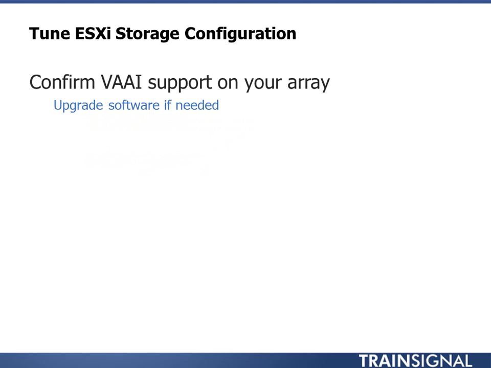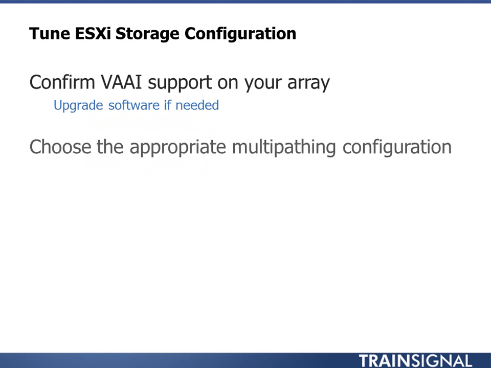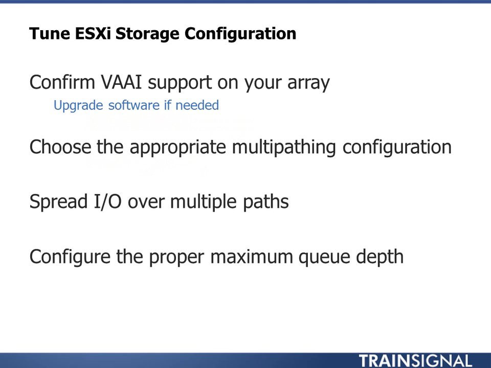ESXi storage, we talk about this in the storage lessons, but to wrap it up here, confirm VAAI support on your array, upgrade software if needed, choose the appropriate multipathing configuration, spread I/O over multiple paths if you can with something like iSCSI. Sometimes you can't with something like NFS. Configure the proper maximum queue depth. We talk a bit about that.